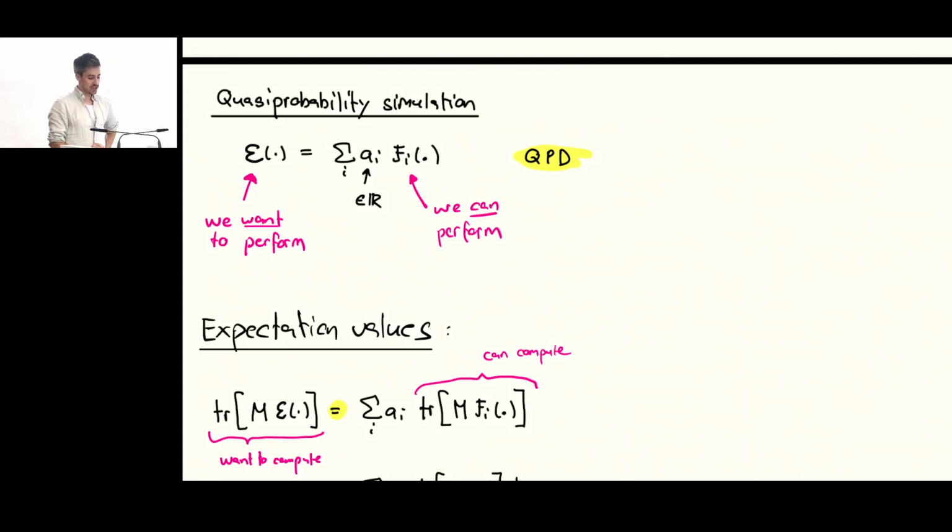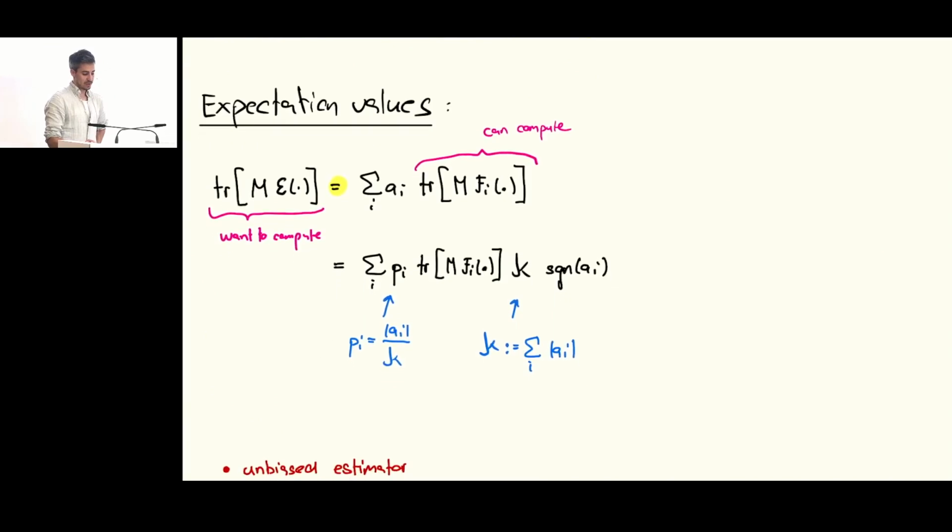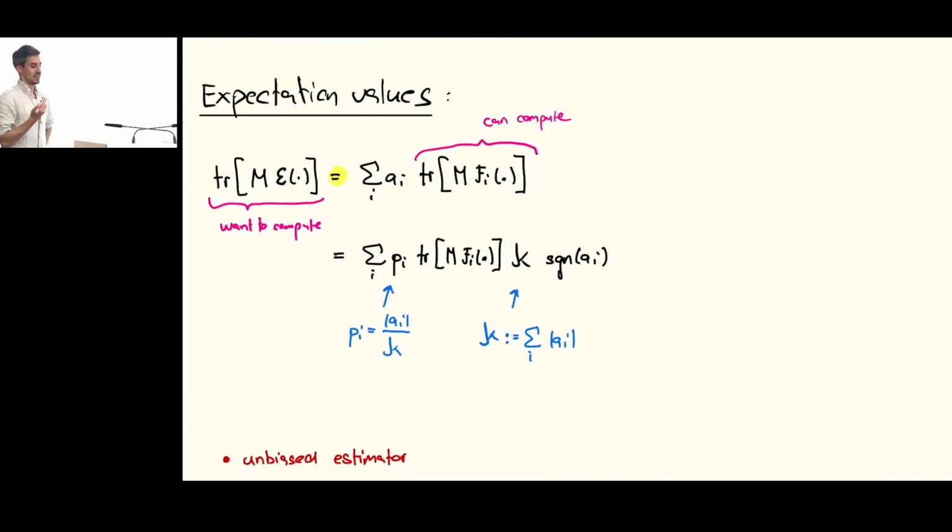Now if we manage to write the operation E as a linear combination of the operations F_i, importantly here the a_i are really a linear combination, so they can be real numbers, can be negative. This is important because otherwise it's very restrictive to find such a QPD, a quasi-probability decomposition. So suppose we can write this, then we can convince ourselves that we can construct an unbiased estimator.